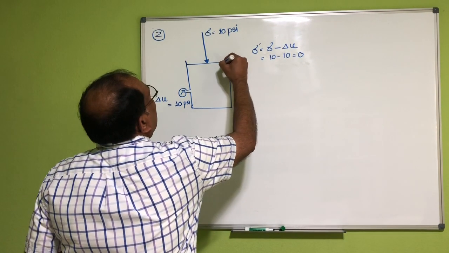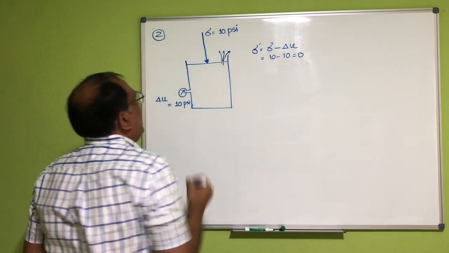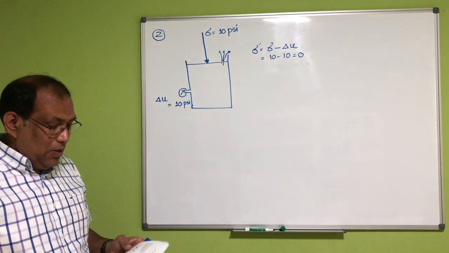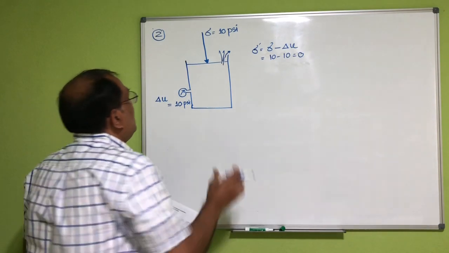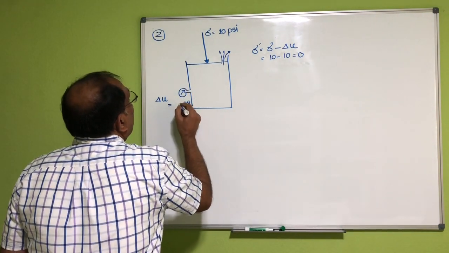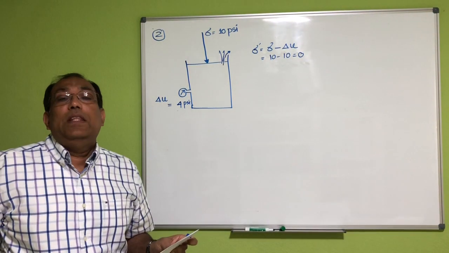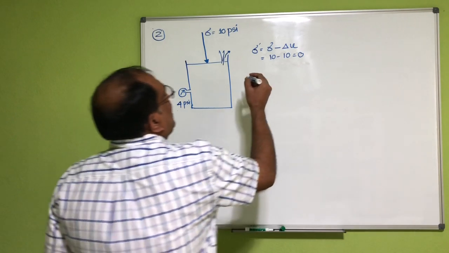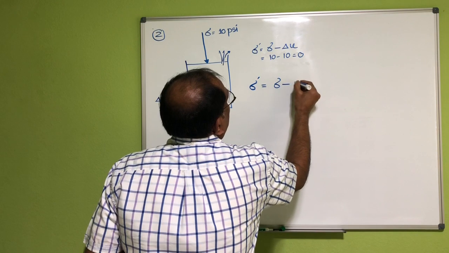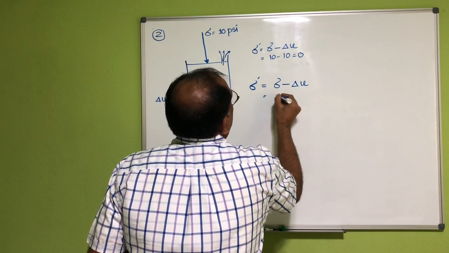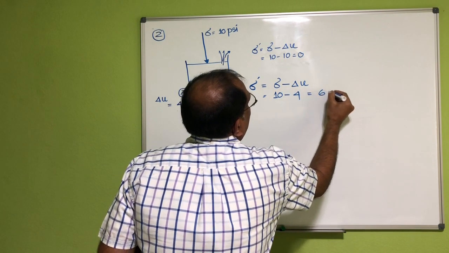Now, if you allow the water here, then some of the water will try to escape from here. In this particular problem number 2, it's saying that at a certain time, the pore water pressure is 4 psi. So what would be the effective stress? Very easy. Your effective stress at that time would be total stress minus pore water pressure, which is 10 minus 4, which is 6 psi.